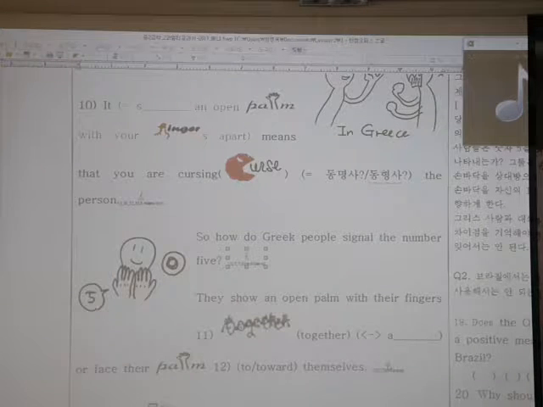So how do Greek people signal the number 5?